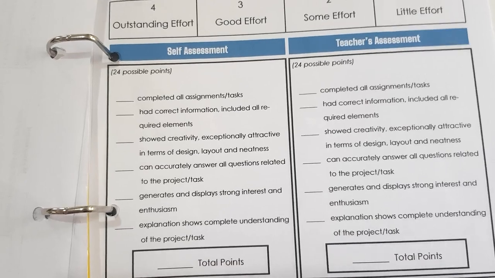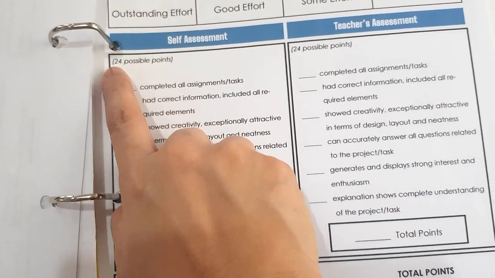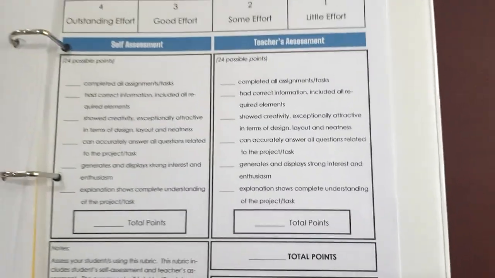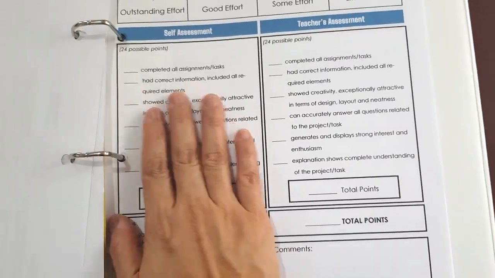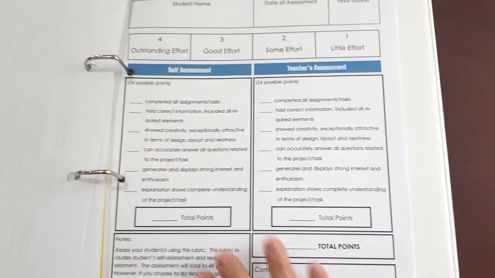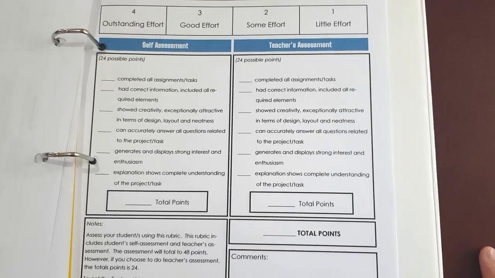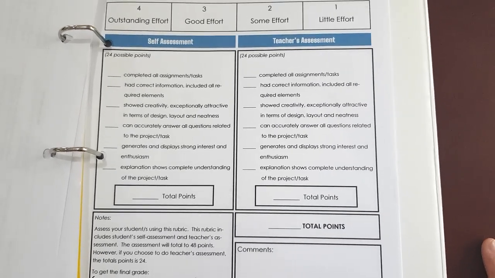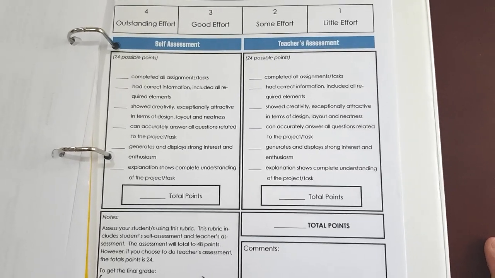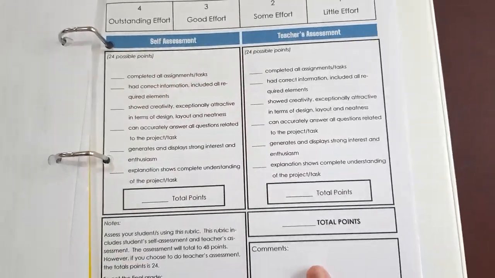So, yung self-assessment ay yung bata ang magsasagot nito. So, ang possible points niya dito ay 24 points. Tapos, meron din teacher's assessment. So, before, last year, wala akong self-assessment. It's just teacher's assessment. But now, because Zoe is in grade 2, I just want to know kung paano niya ina-assess yung sarili niya. And para din makita niya, okay, kailangan kong mag-improve sa ganitong aspect, kailangan kong mag-improve dito sa ganitong subject. So, kaya nilagay ko na yung self-assessment.